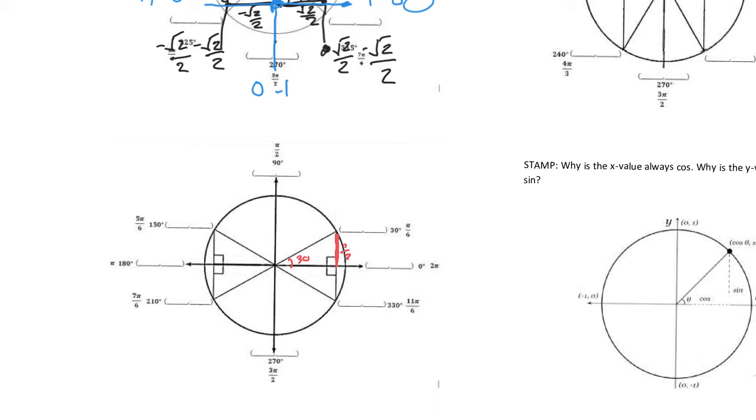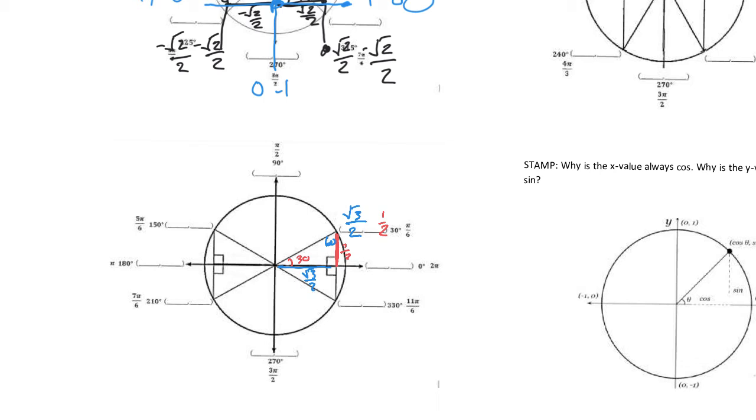Get rid of those. Don't really need them. So that's 1/2. Across from the 60 is square root of 3 over 2. So it's right square root of 3 over 2 in the x direction, up 1/2.